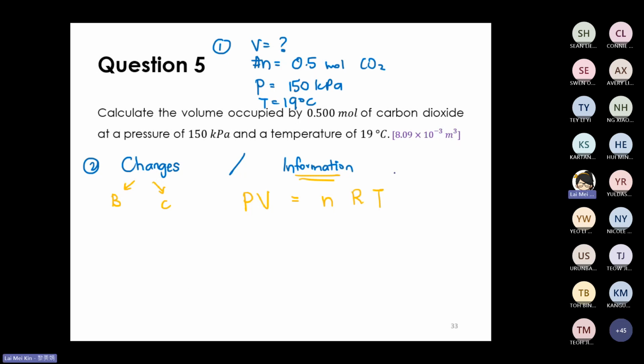nRT. Just to illustrate to you, my R, remember I mentioned earlier in this class, I will always use 8.314. So my pressure, I will use in kilopascal. My volume will be in decimeter cube. My number of mole, 0.5. What about temperature? Must be Kelvin. Regardless of what method you use, temperature must be in Kelvin. So how do you convert degrees Celsius to Kelvin? Add 273. All right, so what's the volume?